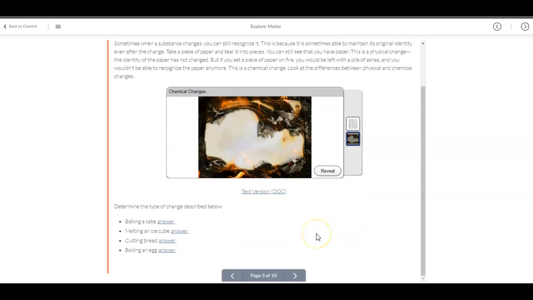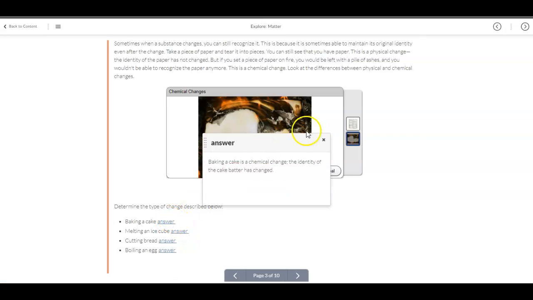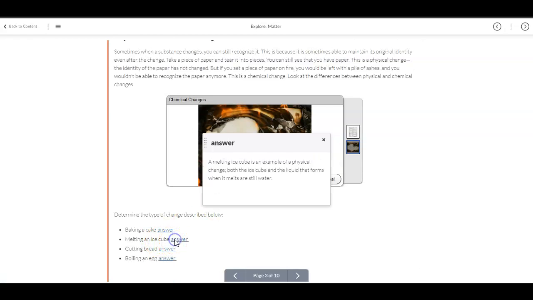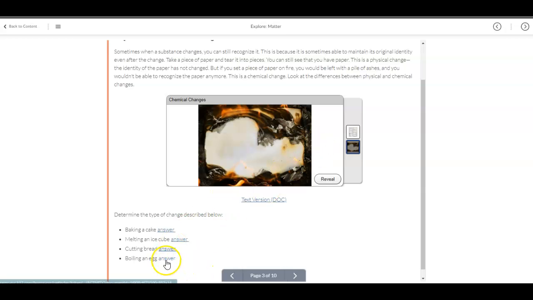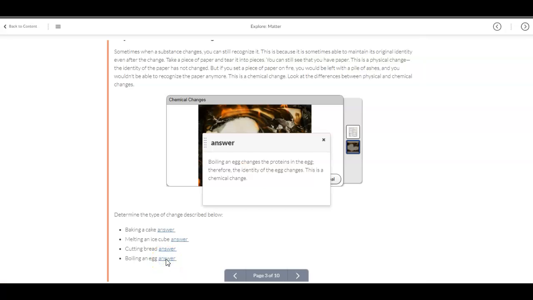So determine the type of change described below. Baking a cake, it's chemical because the identity of the cake batter has changed. Melting an ice cube is physical. We just changed the shape. We know that we still have water. Cutting bread is physical. The bread is not changed, still bread. And boiling an egg. Boiling an egg changes the proteins in the egg. Therefore, the identity of the egg changes. So most of the time, cooking is a chemical change.